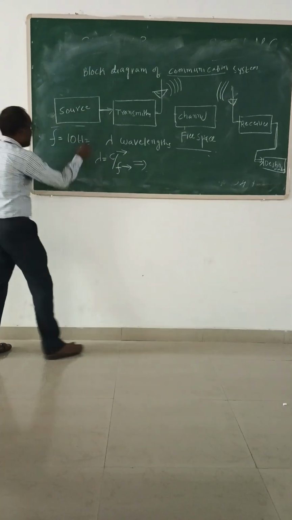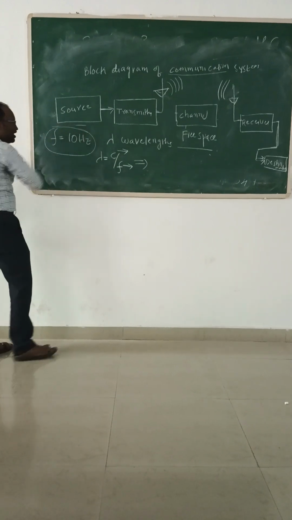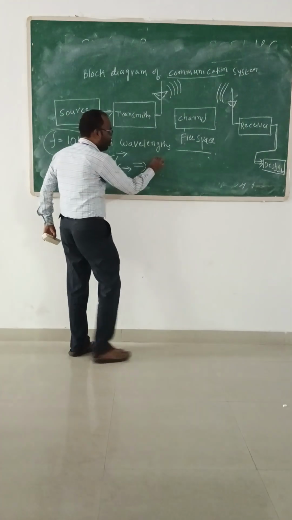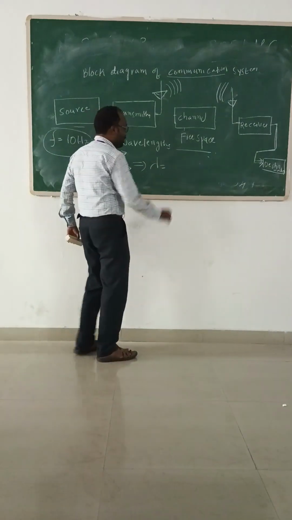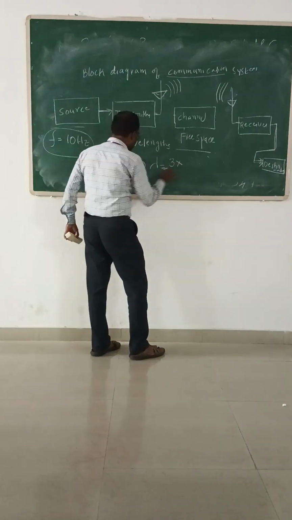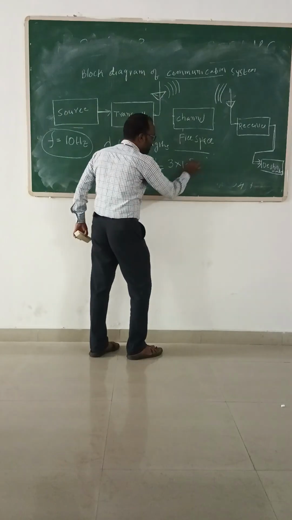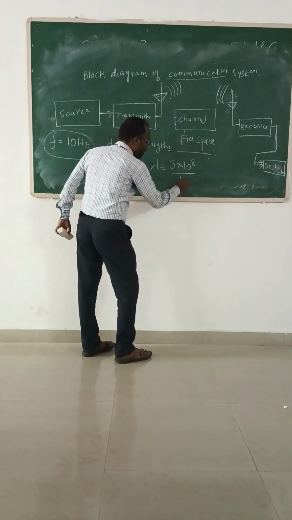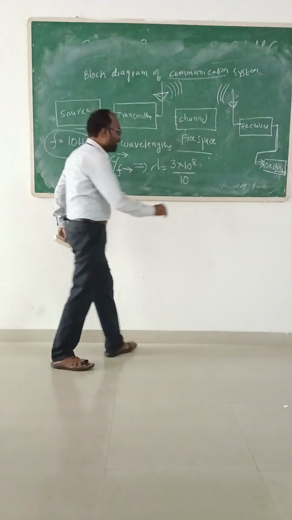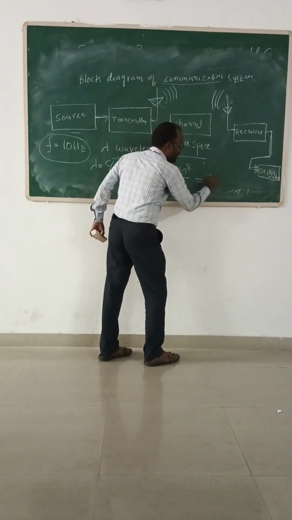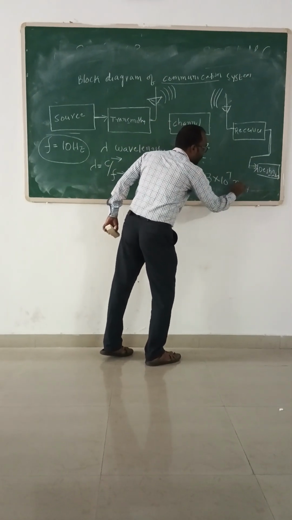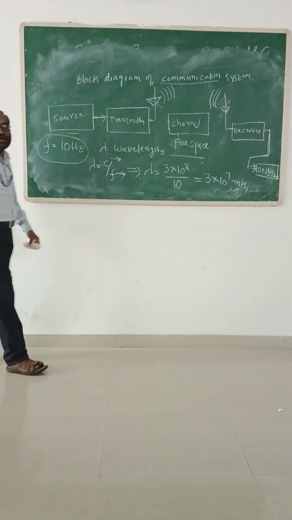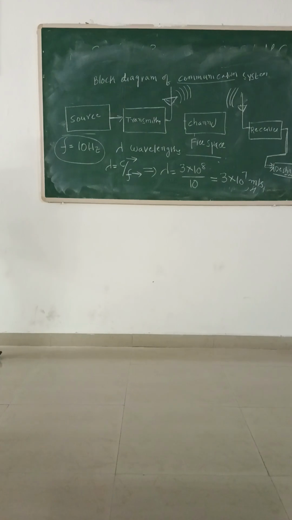As I already said, if we want to transmit an information signal of 10 hertz, what should the length of the antenna be? The speed of light is 3 into 10 power 8 meters per second, and my signal frequency is 10 hertz. So the length of the antenna comes to around 3 into 10 power 7 meters, that is, in and around 30,000,000 meters.